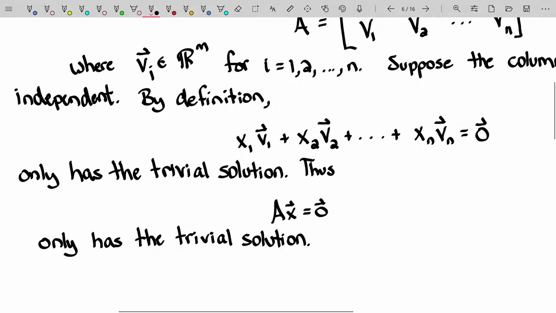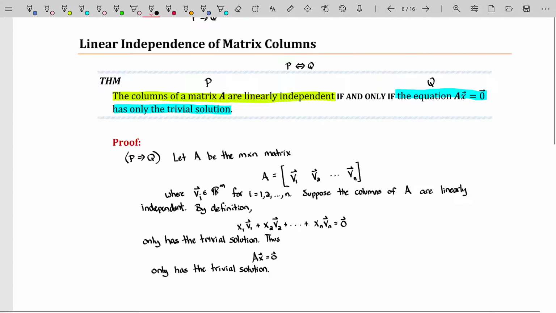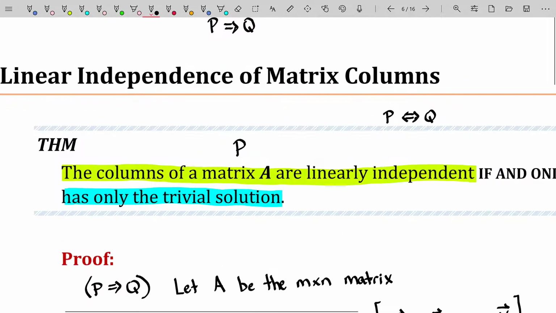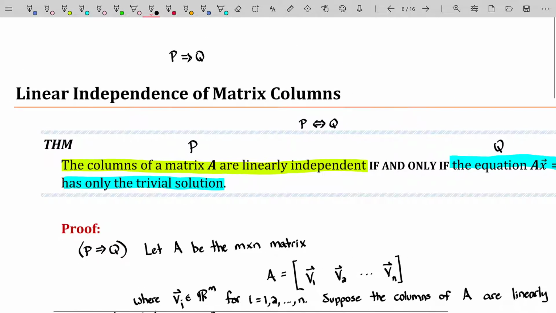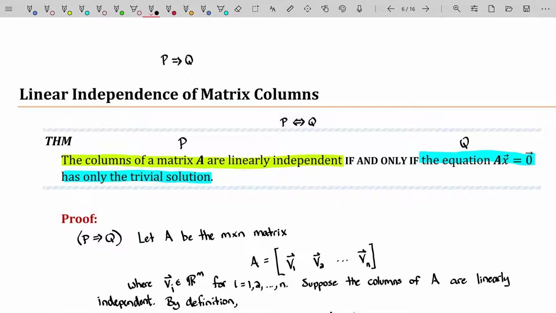And since AX equals 0 is the same thing as this right here, and that vector equation only has a trivial solution, then the matrix equation AX equals 0 only has the trivial solution. So we have proven that P implies Q, that the columns of A being linearly independent implies the equation AX equals 0 only has the trivial solution.